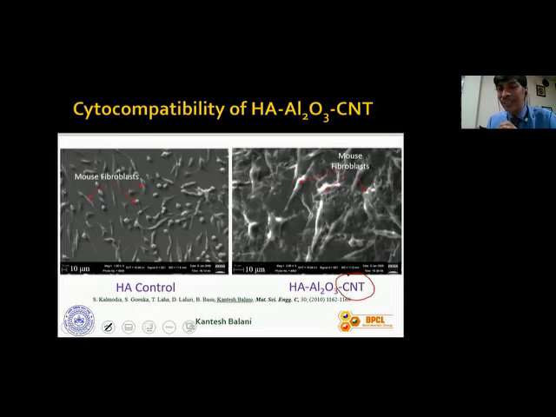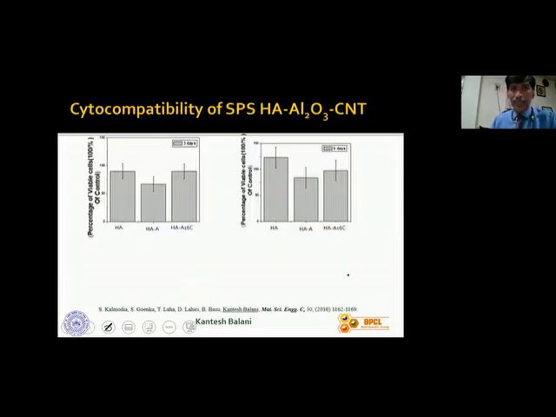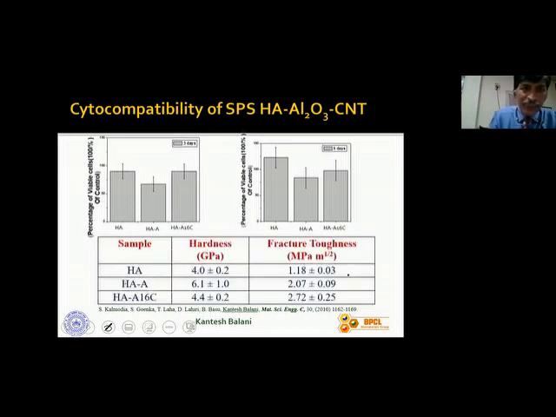So they are not dying. They are still growing unhindered, and we could see compatibility. Once we have bio-inert aluminum oxide addition, I see a decrease in biocompatibility. But when we add 1.8% carbon nanotube, it comes back to 100%. So that is the advantage, whether it's 3-day or 5-day, we still get enhanced cytocompatibility.